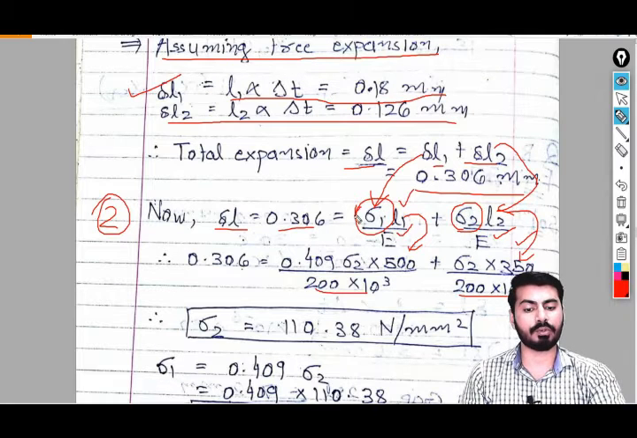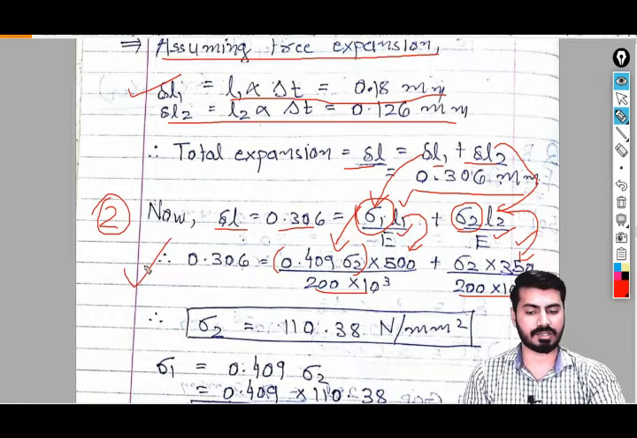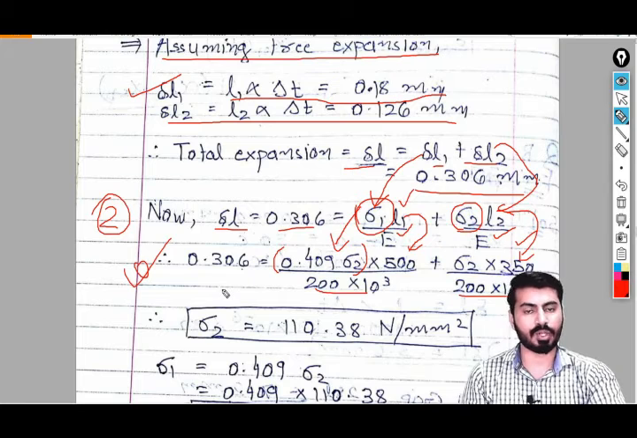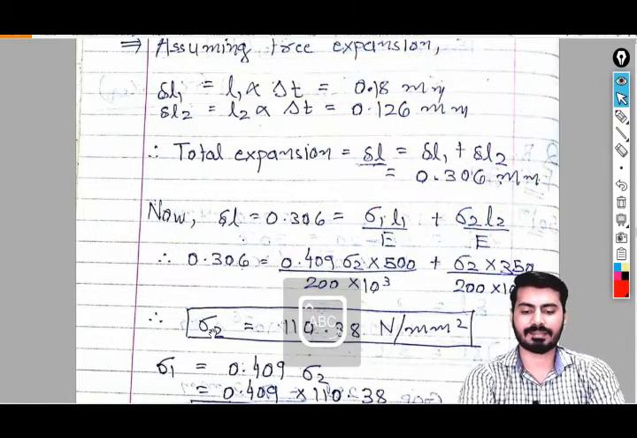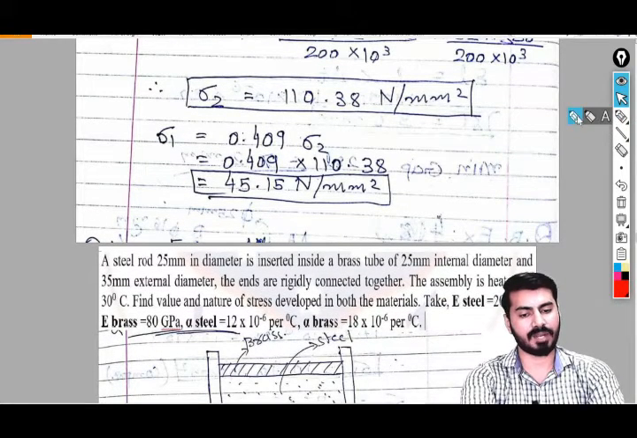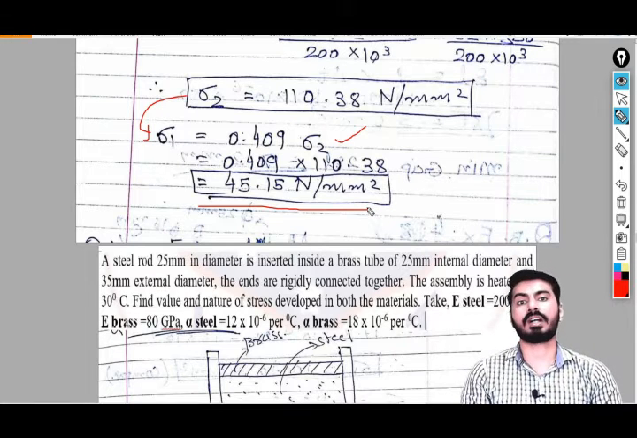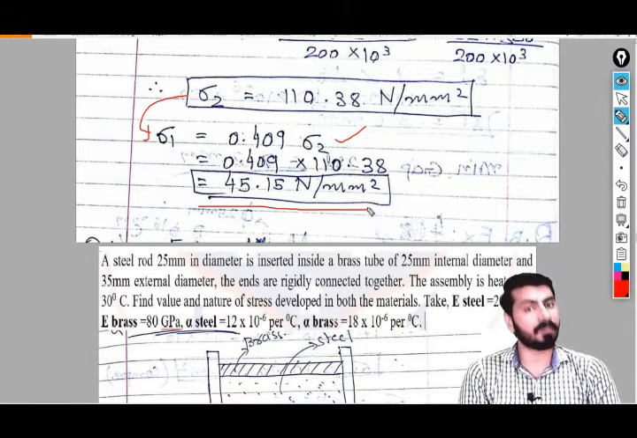But from equation 1, you can put the value of sigma 1 as 0.409 sigma 2. This is the value of sigma 1. So if you look carefully in this equation, there is only one unknown, that is sigma 2. Take it out common, make it the subject and simplify the equation. Then you will get the answer of sigma 2 as 110.38 Newton per mm square. So this is the answer for sigma 2. From sigma 2 you can calculate sigma 1 using equation number 1, and we will get our second answer. So this was the case of the compound bar where the thermal expansion is prevented completely.